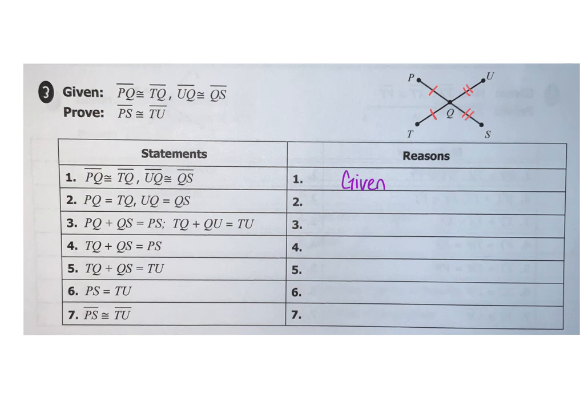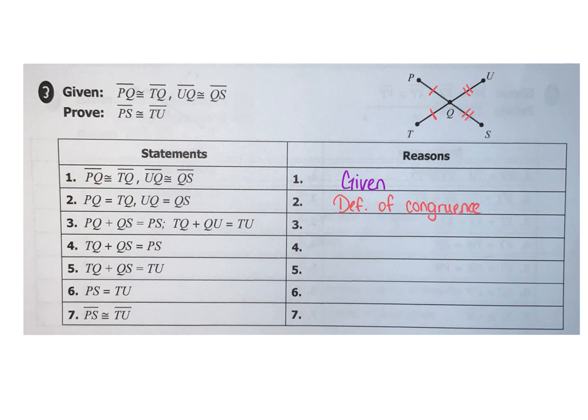Now, what did they do from step 1 to step 2? They just went from congruence to equality, right? What tells us we can go from congruence to equality and from equality to congruence? The definition of congruence. All right, we have the definition of congruence.